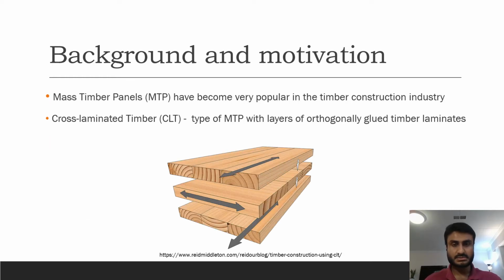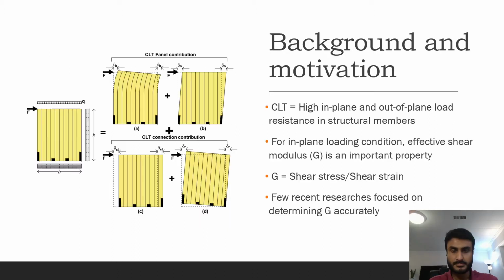Mass timber panels, or MTP, have become very popular in the timber construction industry in recent years. Cross-laminated timber, or CLT, is a type of MTP which consists of layers of orthogonally glued timber laminates. With the advent of CLT, it has now become possible to construct tall and complex timber structures. CLT offers both high in-plane and out-of-plane load resistance in structural members.